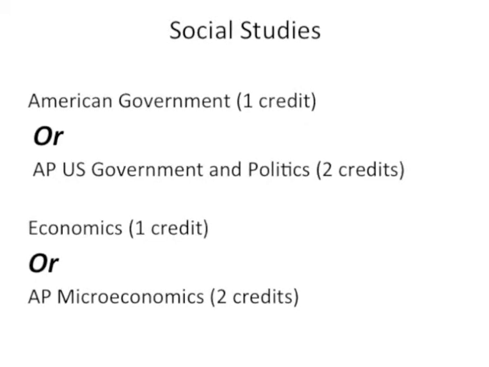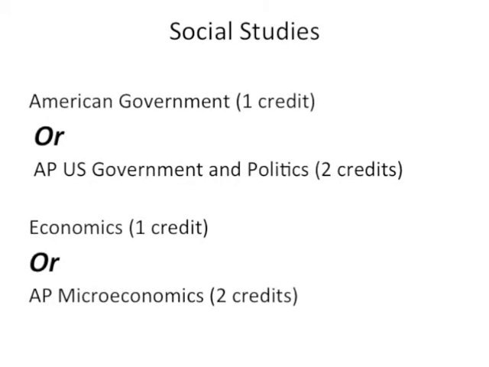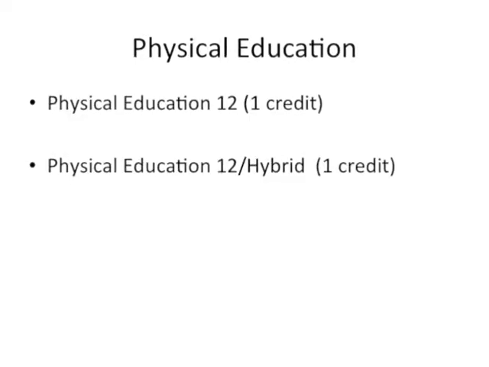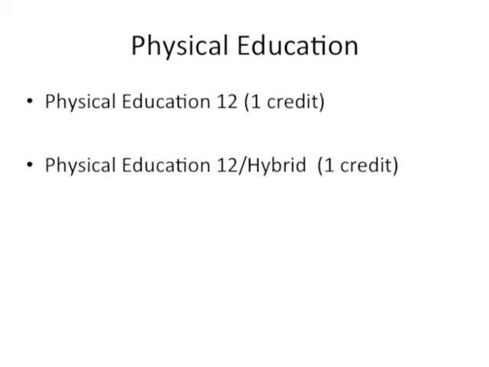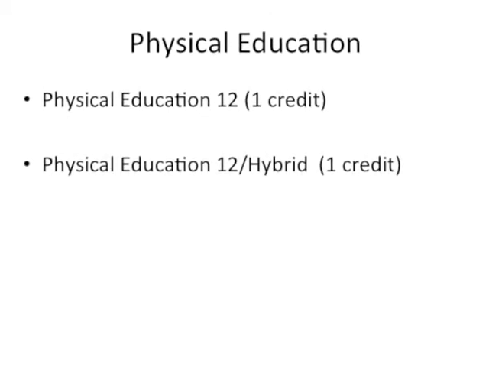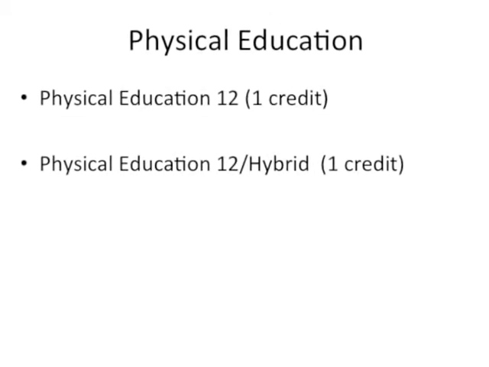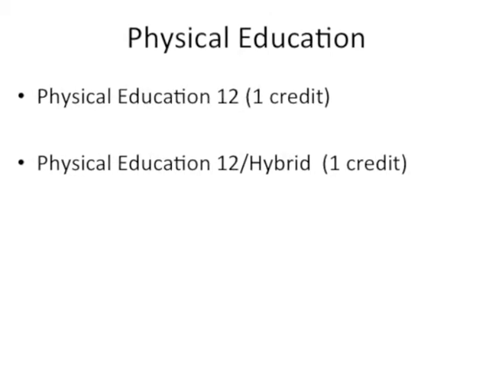The second is economics. Similarly, 1 trimester econ class, students can also take a 2 trimester course in AP microeconomics, again a test in the spring. Also, there is a physical education requirement. So physical ed 12 is something that they have to sign up for, and that is still a 1 trimester course.